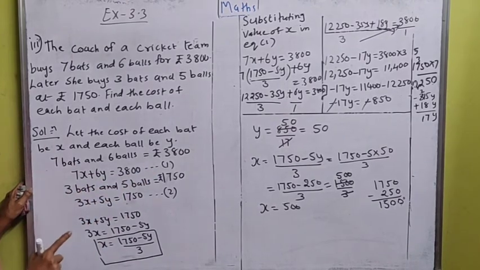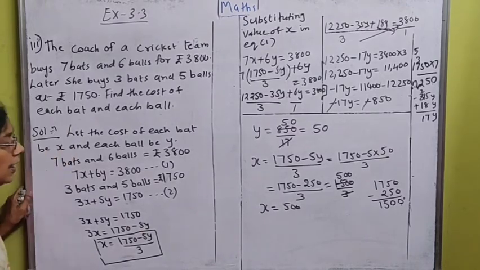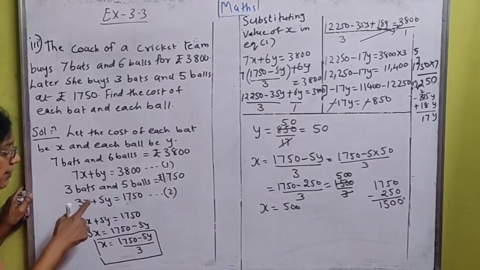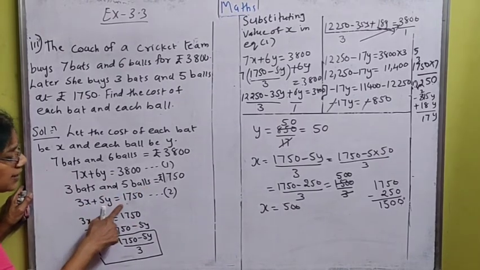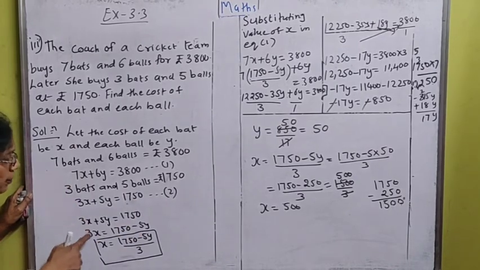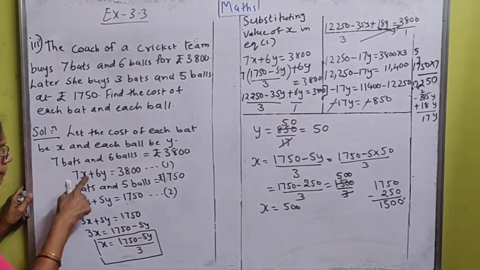That is your equation number 1. Next, she goes and buys again 3 bats and 5 balls. So it becomes 3x plus 5y is equal to 1,750. So now you have to choose the equation. 3x and 7x, if you compare.